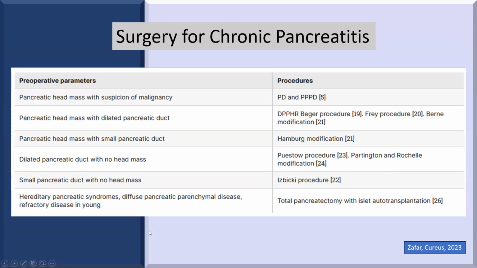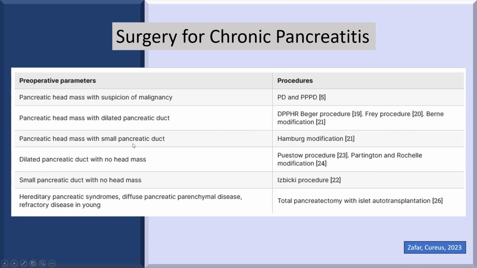So here is your list of things that you do. If there is a mass lesion or a suspicion of malignancy, do not go for only drainage of the duct. You must do either a Whipple's pancreaticoduodenectomy or a pylorus preserving pancreaticoduodenectomy. Head mass with a dilated duct, you can do a Beger or a Frey procedure. There is a Berne modification of the Beger, and I'll show you a picture of that so that you get an idea of what it is.